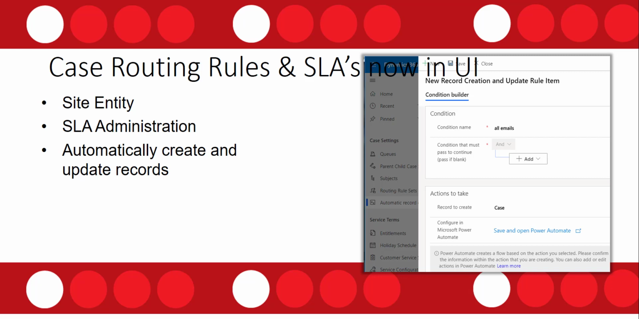So while routing rules don't use Power Automate, the configurations of actions for record creation and update rule items does happen in Power Automate. So I'm very stoked about that. The system creates a Power Automate flow based on the action selected in the configuration window. And users then have the ability to add actions or update them in Power Automate.